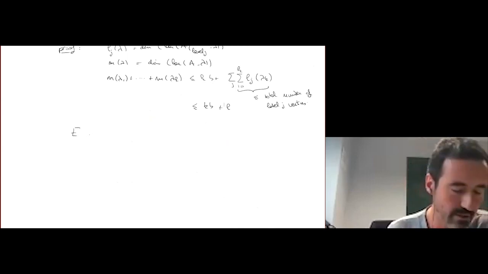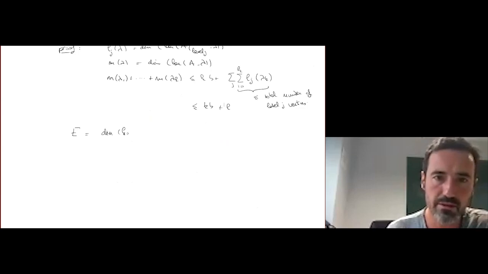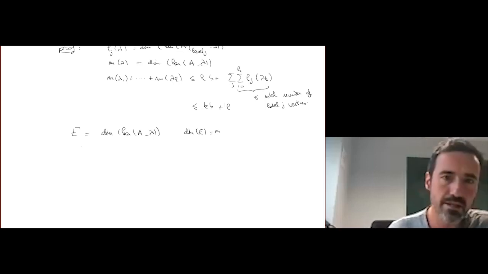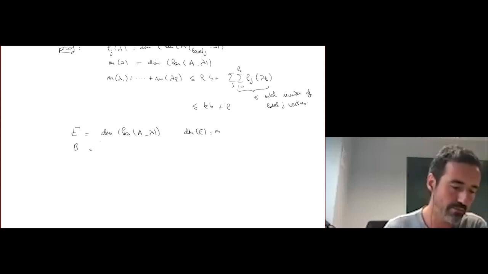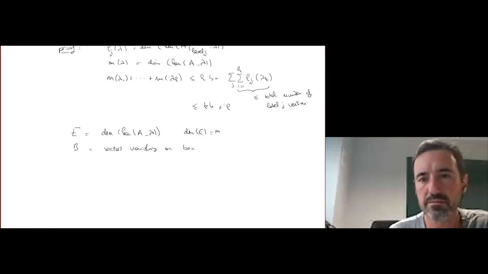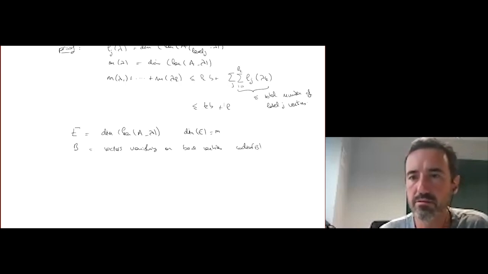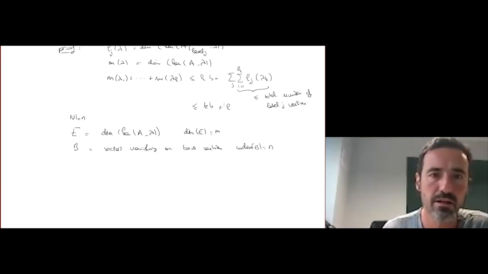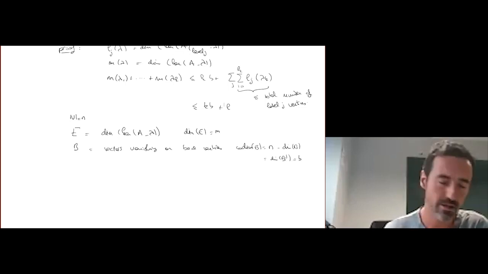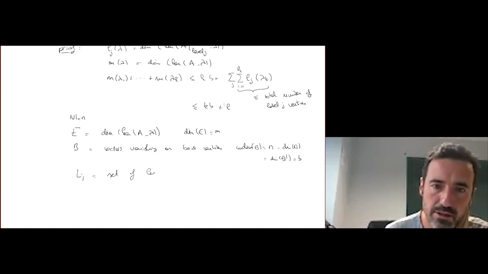Let E be the eigenspace of eigenvalue lambda. By assumption, the dimension of this space is m. Let B be the vector space of vectors vanishing on bad vertices, so the vectors which are 0 on bad vertices. The codimension of B, which is n minus the dimension of B, where n is the number of vertices, is the dimension of the orthogonal of B. Let Lj be the set of level j vertices.